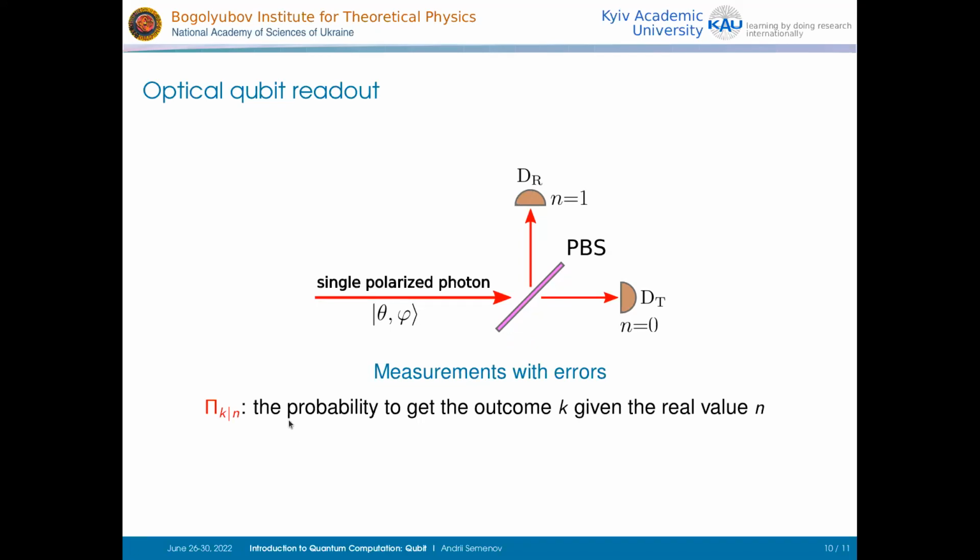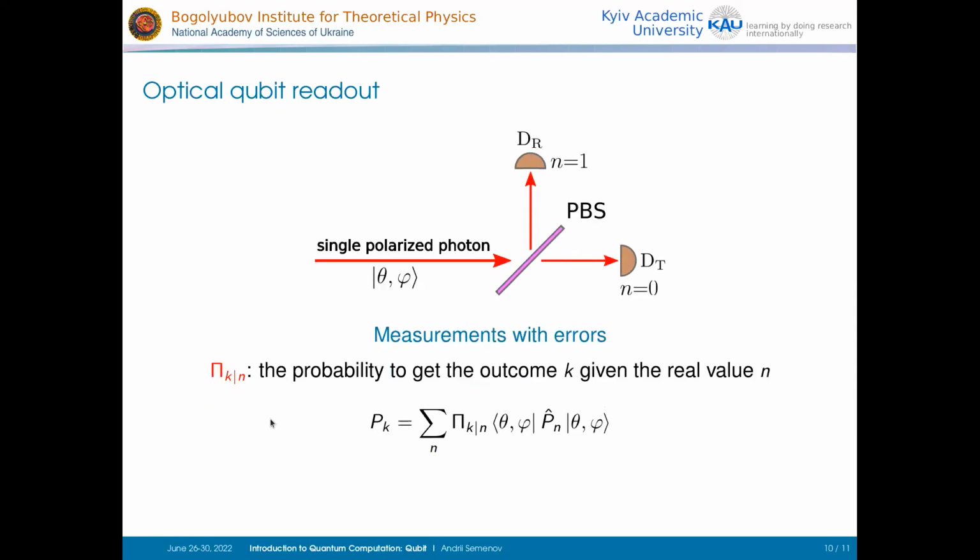In this case, similar to the classical situation, we should write P, the conditional probability to get the click K, for example the event 1 under K, given that the real value was N. The photon was here, but with some probability you get the click here. So you have again something like a classical response function. But in this case, we should modify it.